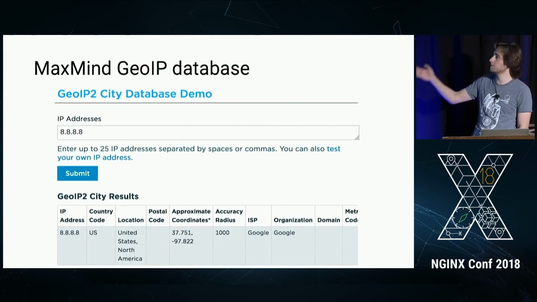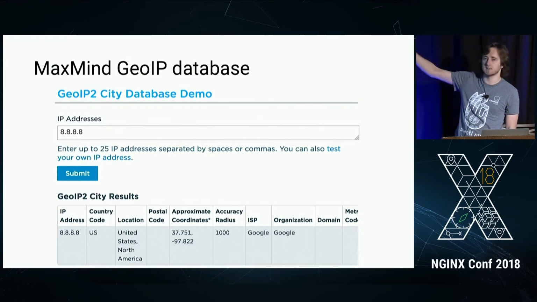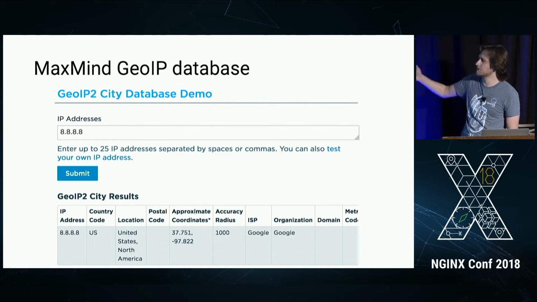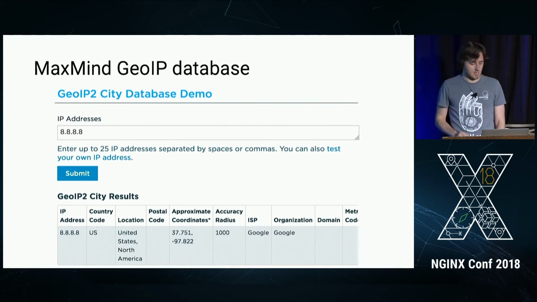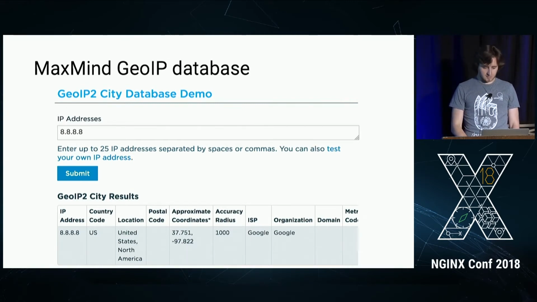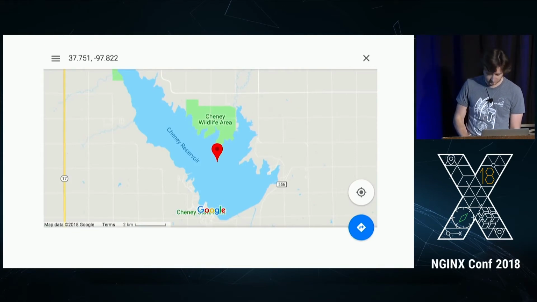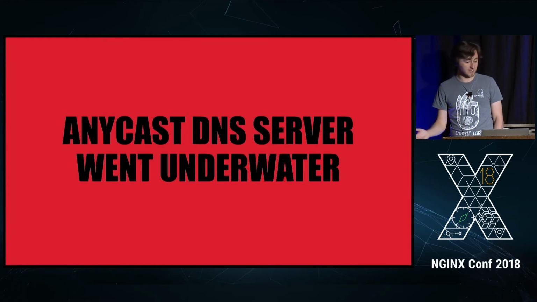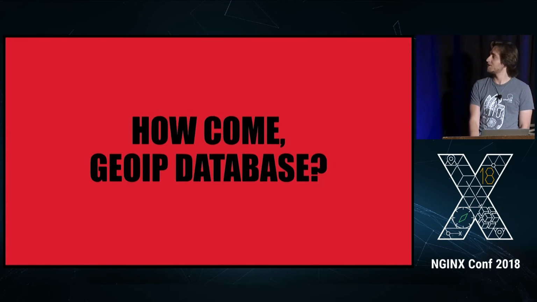Here is a simple example, the MaxMind geo-IP database. Let's look through the data it has for the Google DNS servers. It doesn't tell us the city or the region, but it does provide us with one thing, which is GPS coordinates. Let's look through those GPS coordinates. Apparently, that's in the middle of a lake. So a DNS server went underwater, and still no arrests. How come, GeoIP database?